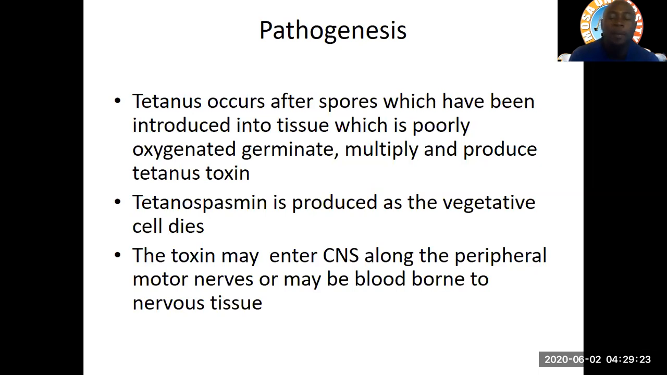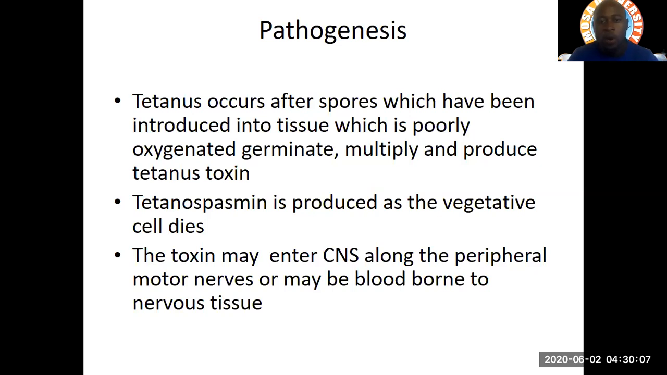So let us understand the pathogenesis, or the pathophysiology, that occurs. Tetanus occurs after the spores have been introduced into tissue, for example the umbilical cord. Any tissue that is poorly oxygenated becomes a good site for the germination of tetanus. If tetanus comes in contact with poorly oxygenated tissue, it becomes a source of multiplication, and the toxin is produced from there and starts growing.